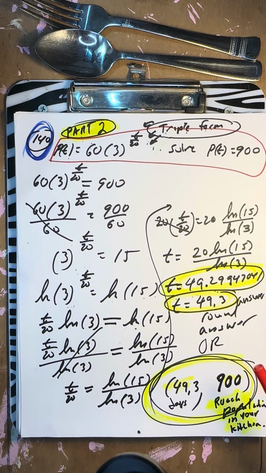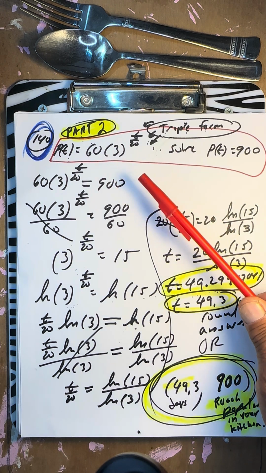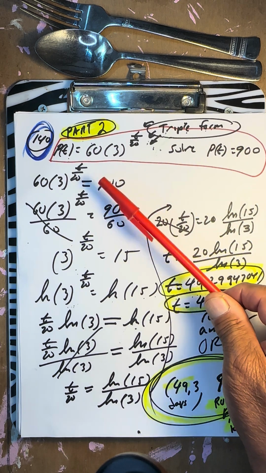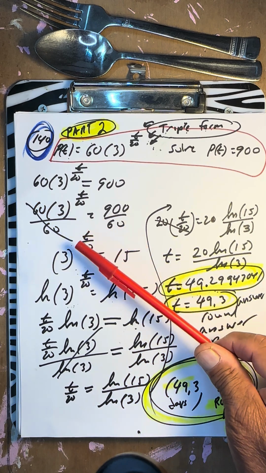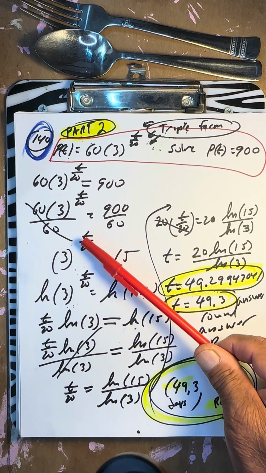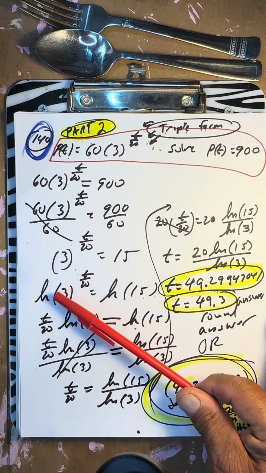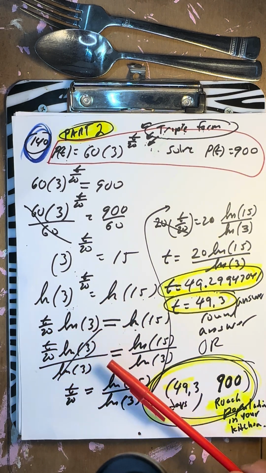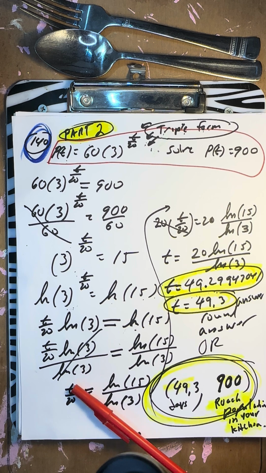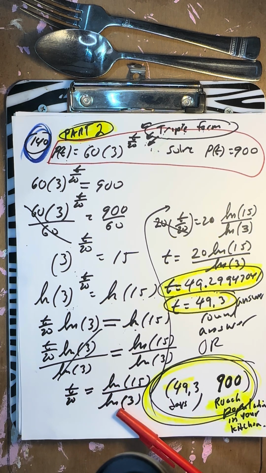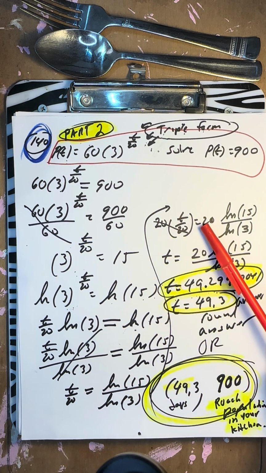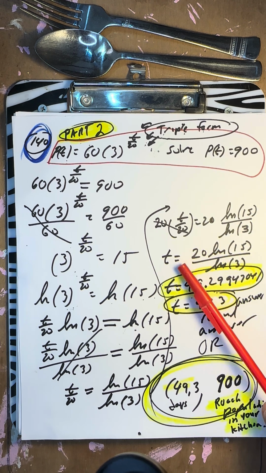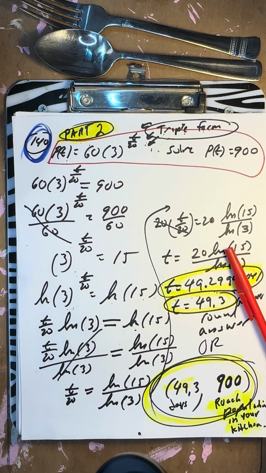And this one, it says when is 900? So 900 equals this, divide by 60, divide by 60. So 3 to the t over 20 equals this. ln again, the exponent goes to the front. So you have ln on both sides. So now we have t over 20 equals ln 15 over ln 3. Multiply by 20, so 20 ln 15 over ln 3. T equals this. So now we have, can we do it in a calculator?